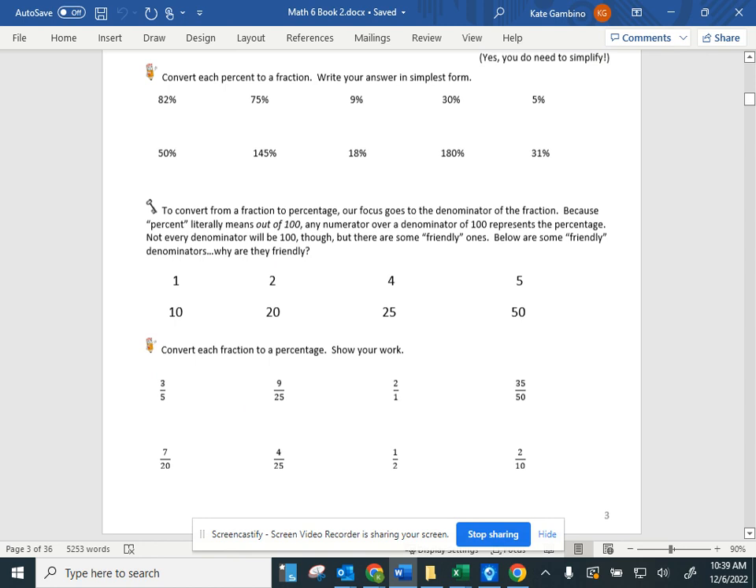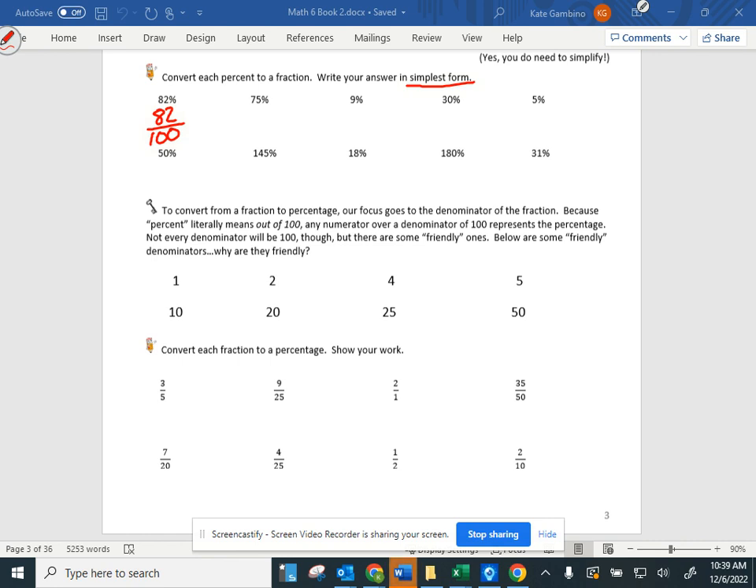So convert each percent to a fraction. Write your answer in, shocker, simplest form. Simplify, simplify, simplify. So if I see 82%, what would that look like as a fraction? Oh, goodness. I'm looking for hands. There's only a few of us that know how to put it as a fraction. Olivia. 82 out of 100.